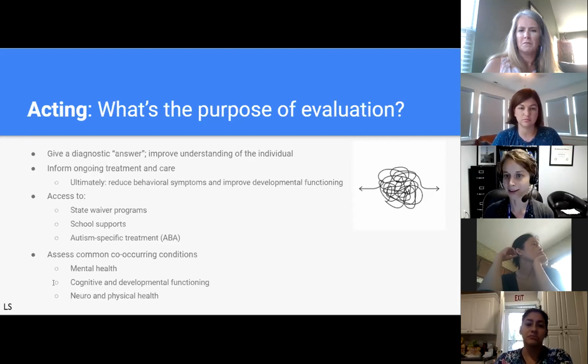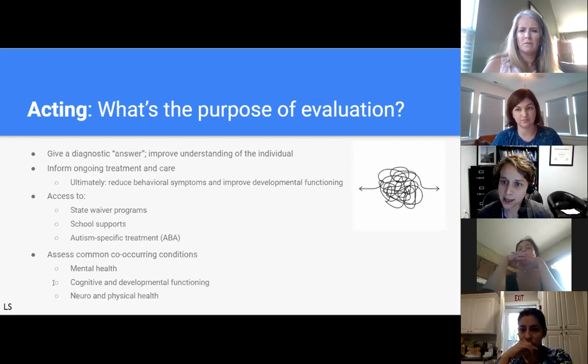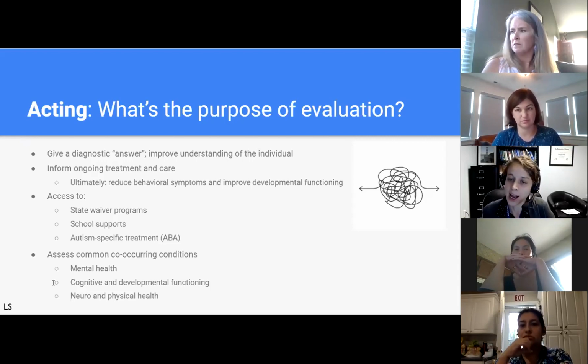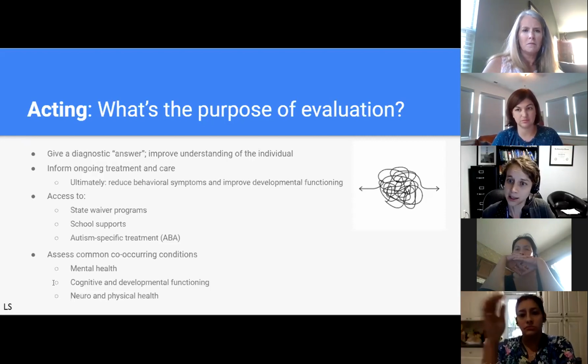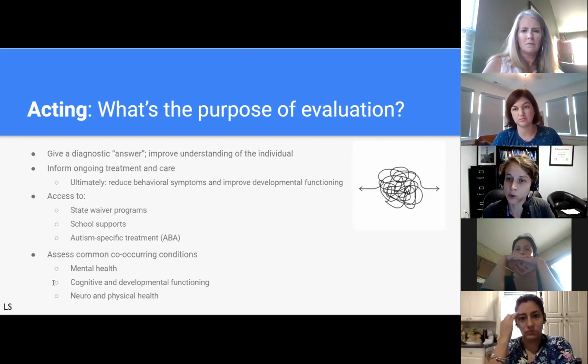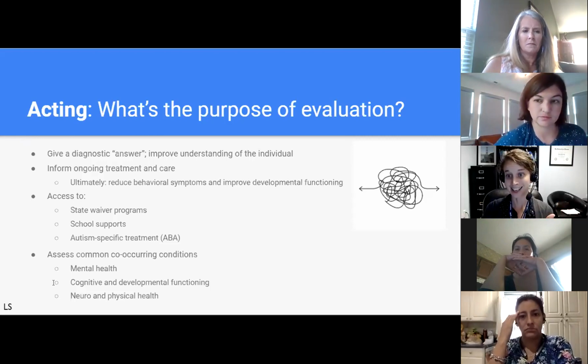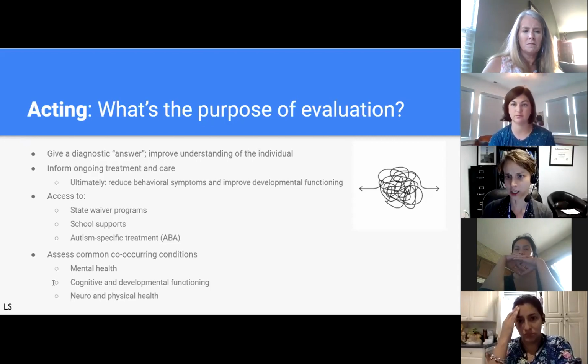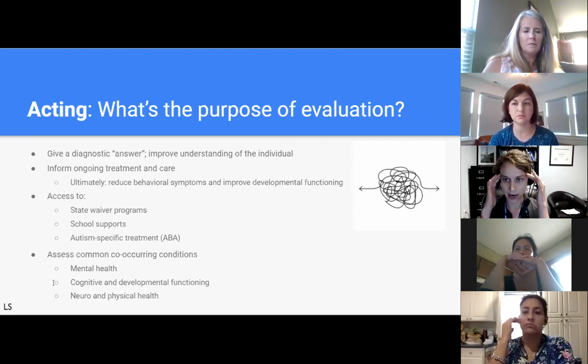So we're thinking about getting that answer, informing ongoing treatment and care, access. And then the last thing is, remember I said there are all these co-occurring conditions, right? Well, we want to make sure we're thinking about, hey, this is someone who might be at higher risk for some other things. And we want to think about that carefully because we want to provide care for all aspects of that. So if someone has autism plus ADHD, we want to make sure we're also treating that ADHD. That's really important. And so part of the evaluation is thinking about, okay, if I know this person might have autism, I need to think about these other things too. Then I want to make sure we're following up on that.